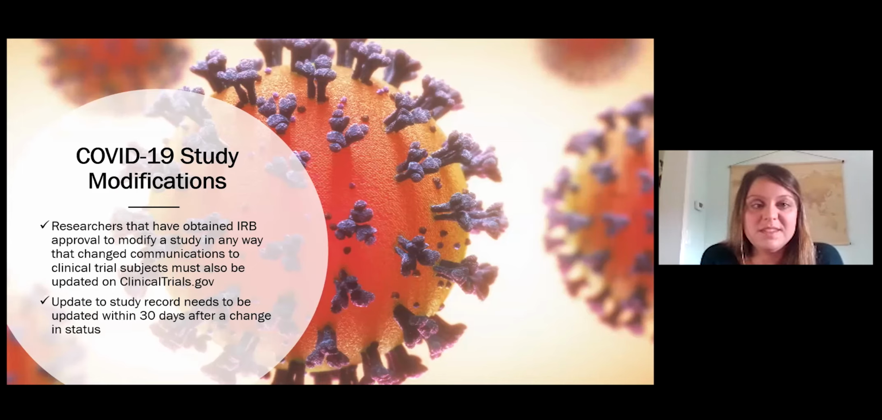It's important to note that recently things have changed and our approaches to research have changed, that COVID-19 has created kind of chaos everywhere. And it's important to note that if you submitted a modification to the IRB and exemptions and you were approved, you need to update your ClinicalTrials.gov record as well. So any modifications that were done by the IRB need to be reflected in your record on ClinicalTrials.gov. And you have 30 days to do this after the change in status.